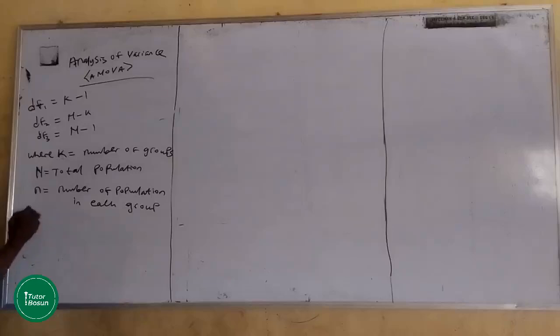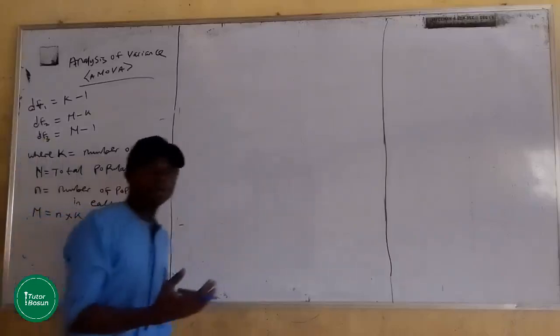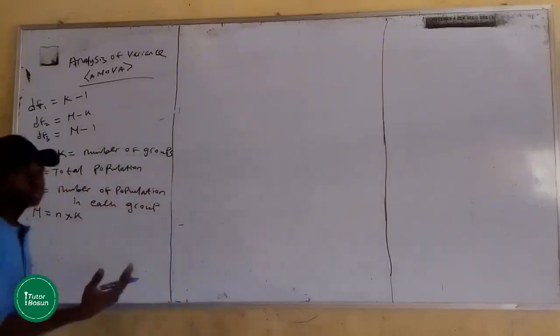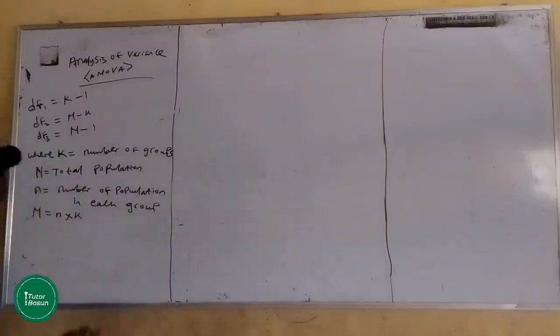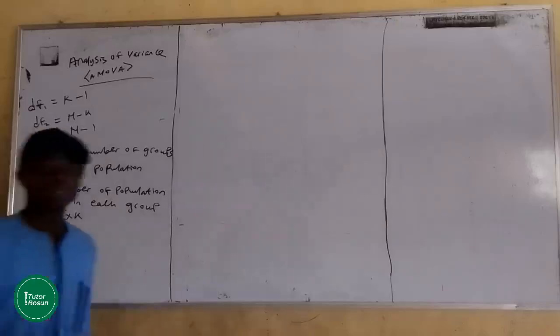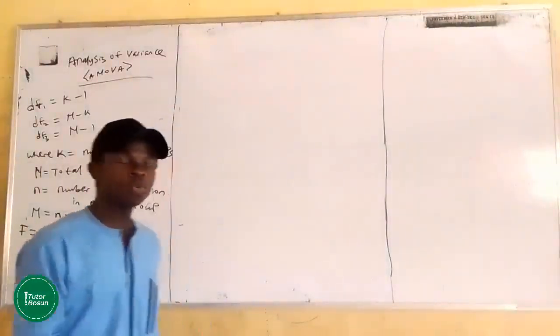And note that N is equal to small n times k. That is, if you have 4 populations in each group and you have 5 groups, your total population is 4 times 5. Please take note of that. And you should also take note that your calculated f is given as MSB divided by MSE, where MSB is your mean square between groups, and your MSE is your mean square of error.